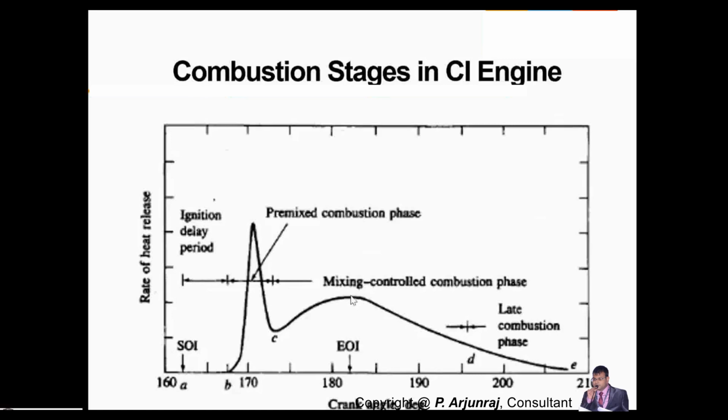But the heat release you are going to get in the mixing-controlled zone, where air and fuel are completely mixed, will be a lower heat release rate, because the air and fuel get mixed completely. Whereas in premixed combustion, the air and fuel is not completely mixed, so you have high heat release and high pressure because you have more fuel in that premixed combustion phase.